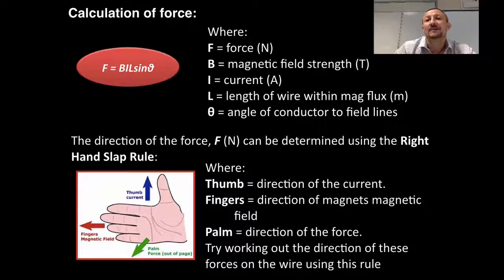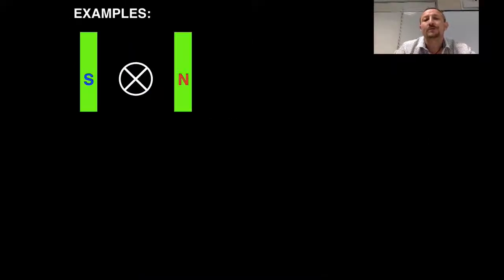So let's have a go at some examples and try and work it out. Use the right hand slap rule to determine the direction of force of this current carrying wire between the magnetic field. Okay, so this is how we do it. Our thumb is going to go into the page, shown by the cross. Our fingers are going to be running from right to left, from north to south. That means that our palm is facing upwards, so there's a slap upwards on the wire. So the force is upwards.